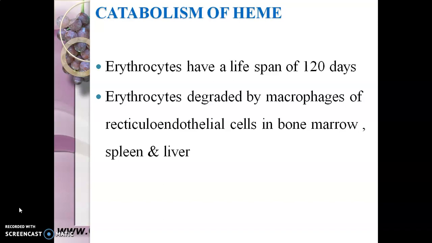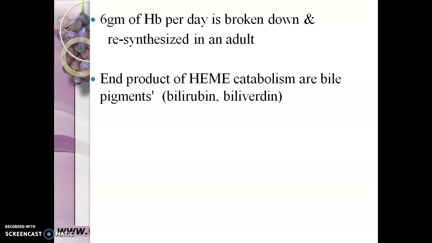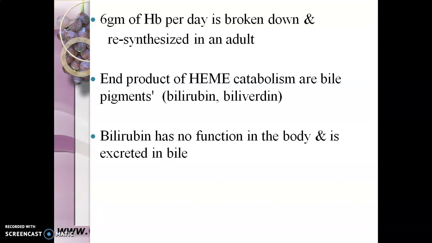Hemoglobin contains heme and globin moiety. Whenever hemoglobin is degraded, it is cleaved to globin, which is the protein part, and heme, which is the non-protein part. On an average per day, 6 gram of hemoglobin is broken down and later resynthesized in an adult. The end products of heme catabolism are bile pigments, which include bilirubin and biliverdin. As bilirubin and biliverdin have no function in the body, they are finally excreted in bile.